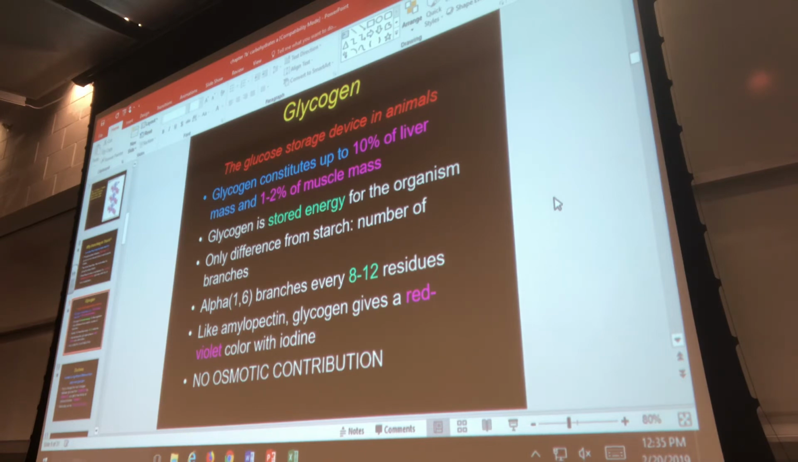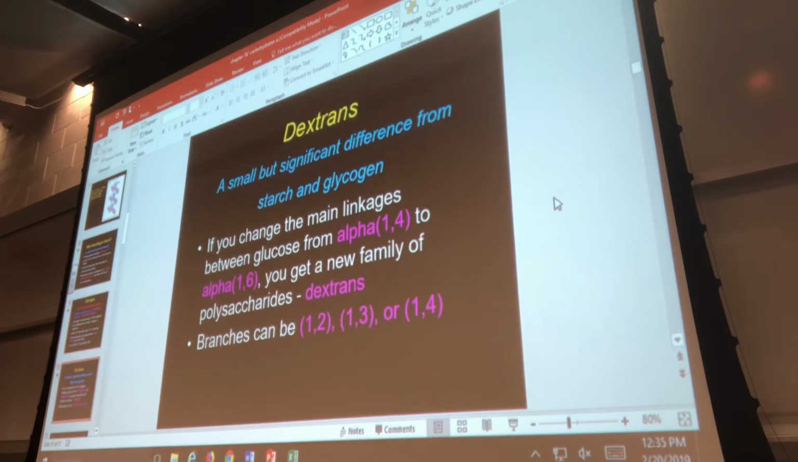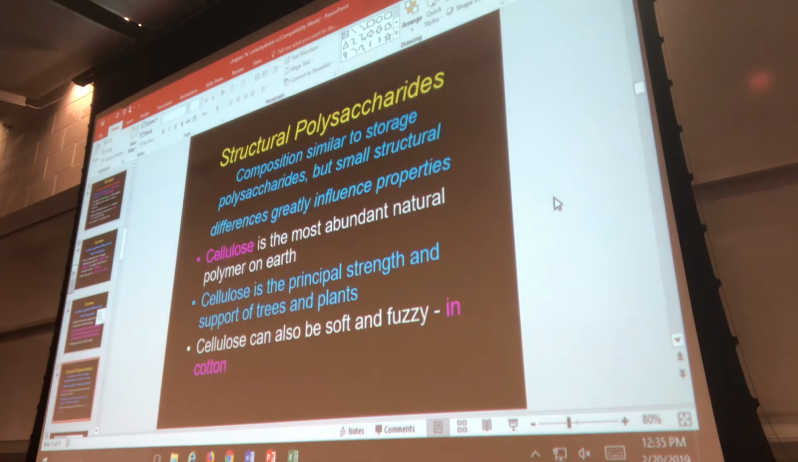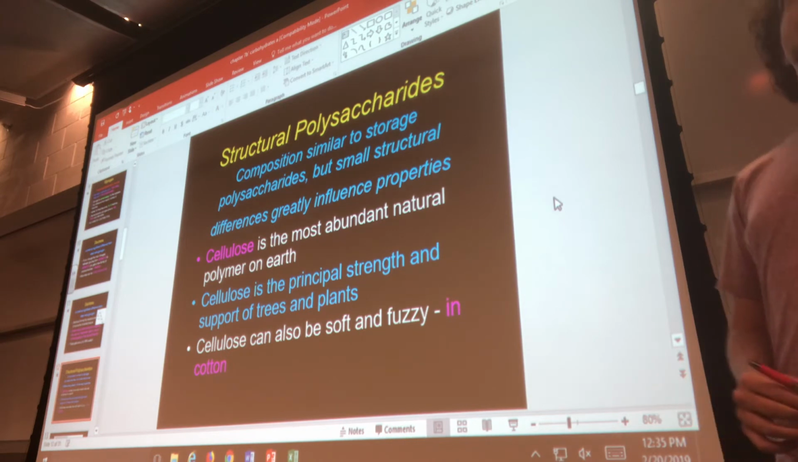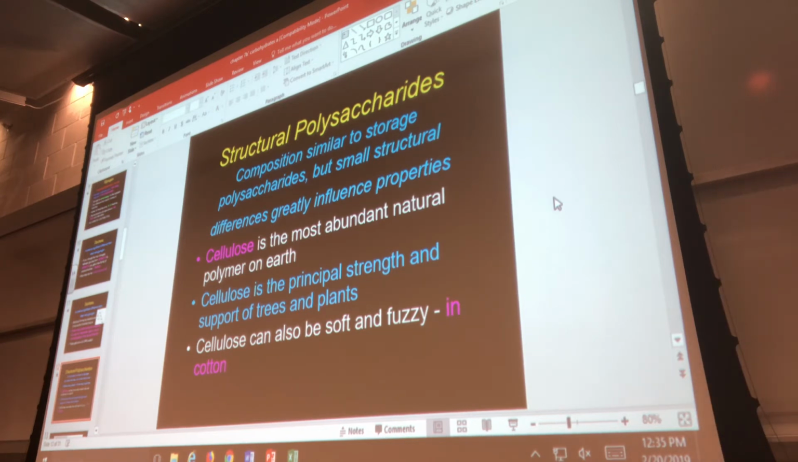So that is glycogen. Don't worry about dextrans. That used to be asked about. I haven't seen it asked about in many semesters. When I look at the exam, if it happens to be asked about this semester, I will cover it in detail at the exam review. So we're going to skip dextrans. Okay, so after energy storage polysaccharides, we go into structural polysaccharides.